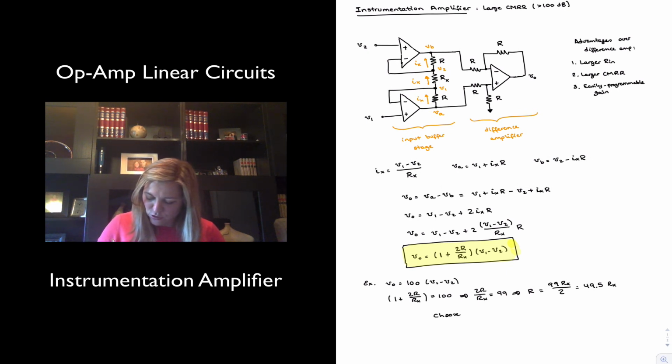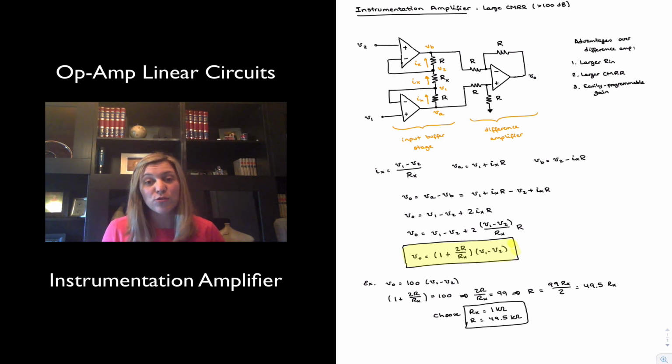For example, let's say I choose my Rx equals 10K. And in that case, my R will be 49.5 times that. So just to make it easier, let's just pick 1K. And 49.5 kilo ohms. So that will be an example. Now, in all reality, most often the R will just be whatever it is, and you will only be able to select your Rx.